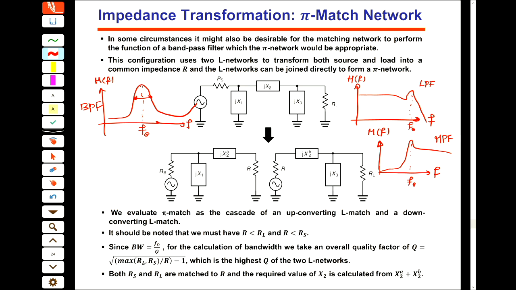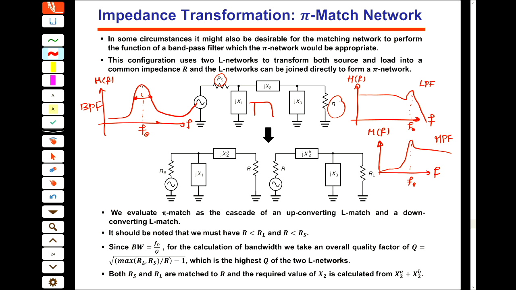Then we say that for the case that we have an RL and RS, we can design a pi match network with 3 elements. The shape is like pi, 3 reactive elements, and then we convert this to this one. To solve this, we use the same approach that we used in the previous slide.